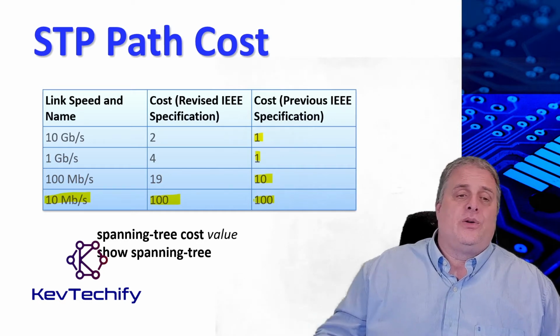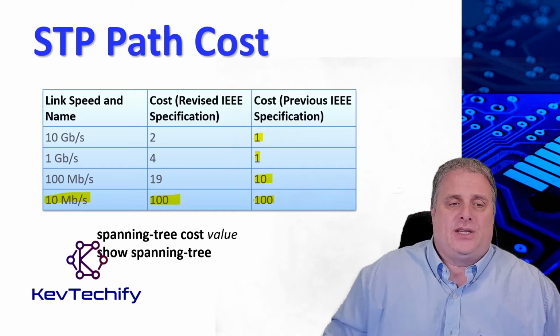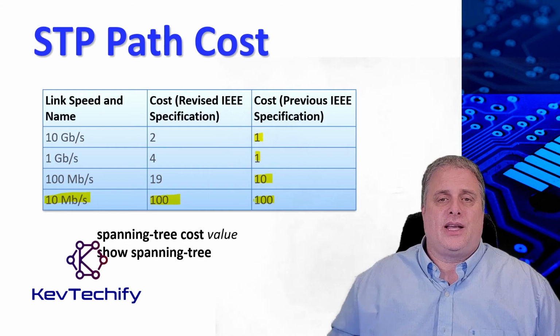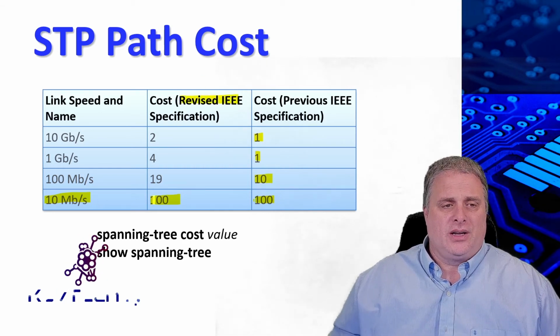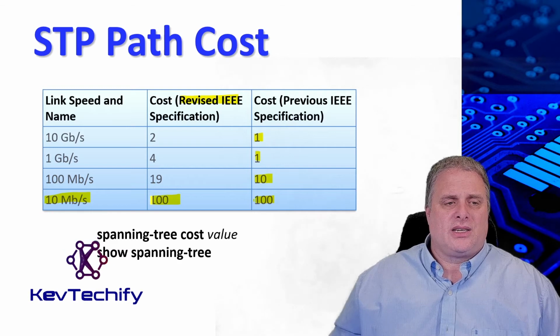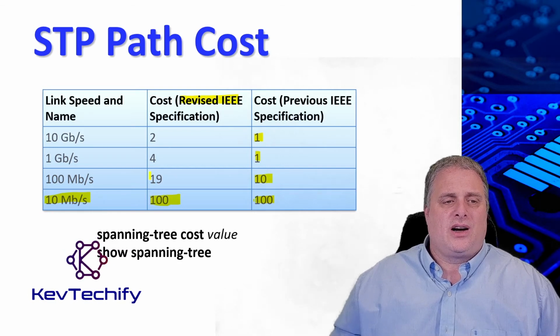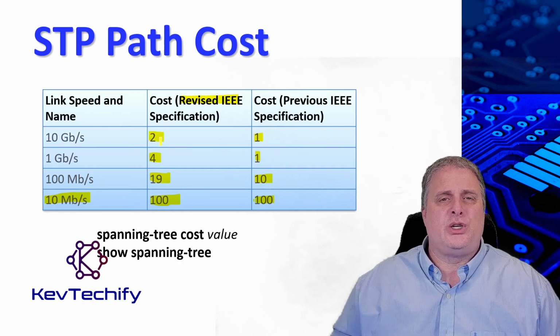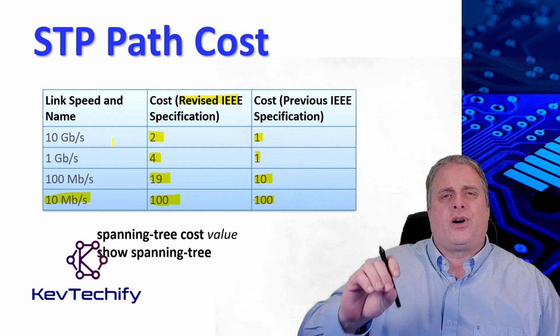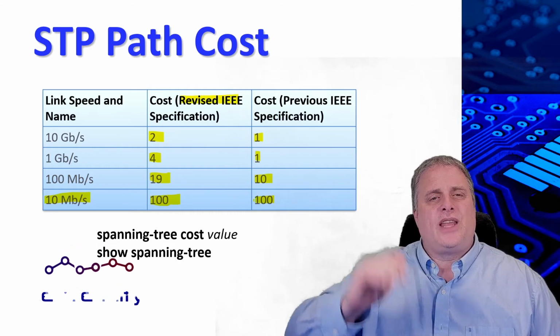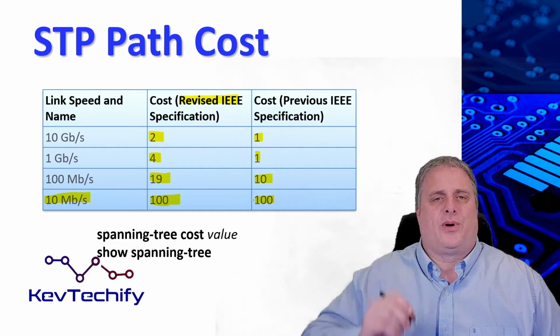What they had to do was go back and revise them, and that's what we get where we have the revised IEEE. So 10 megs is 100, 100 megs is 19, 1 gig is 4, 10 gig is 2. Now, the default port costs are defined by the speed at which that port operates.